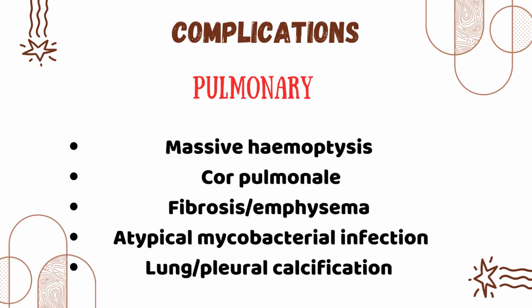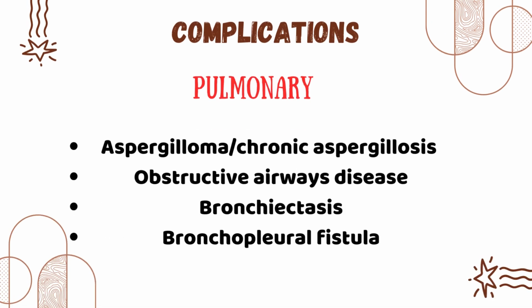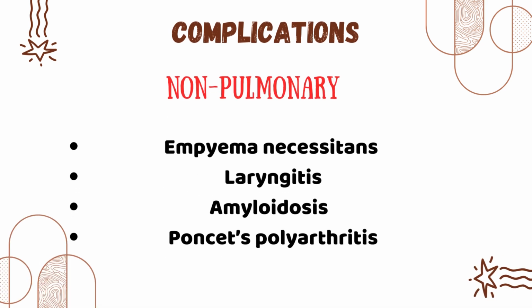Pulmonary complications of tuberculosis include massive hemoptysis, cor pulmonale, fibrosis or emphysema, atypical mycobacterial infection, lung or pleural calcification, aspergilloma or chronic aspergillosis, obstructive airways disease, bronchiectasis, bronchopleural fistula. Non-pulmonary complications include empyema necessitans, laryngitis, amyloidosis, Poncet's polyarthritis.